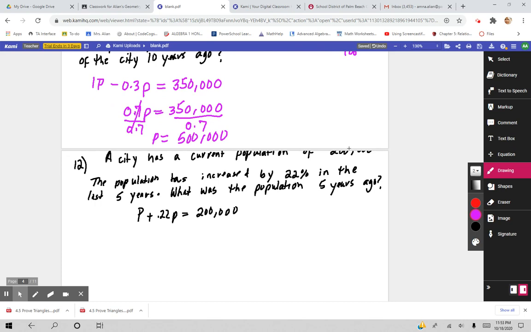A city has a current population of 200,000. This is 200,000. The population has increased by 22% in the last 5 years. What was the population 5 years ago?